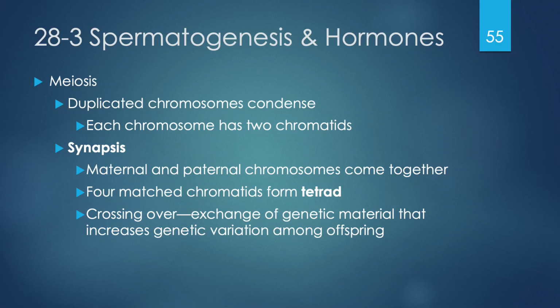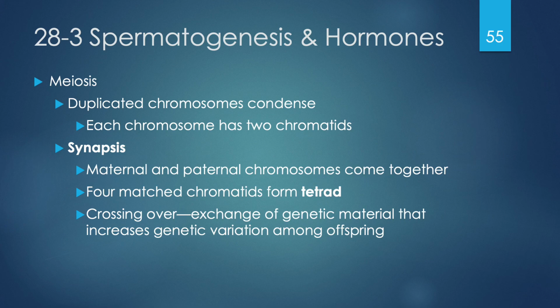In the process of meiosis, the chromosomes are duplicated and then condensed so that each chromosome has two chromatids, which are arms of the chromosome. Through a process called synapsis, the maternal and paternal chromosomes will come together, and these four matched chromatids form a tetrad, meaning four. And crossing over is the process by which genetic material is exchanged. It's an incredibly important process because what it does effectively is to increase genetic variation among offspring.